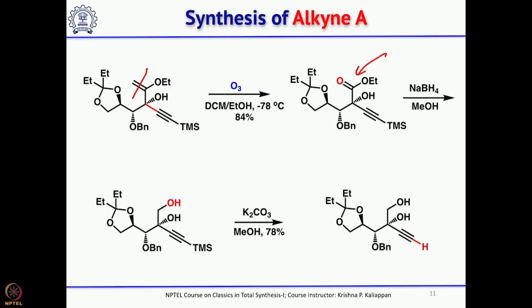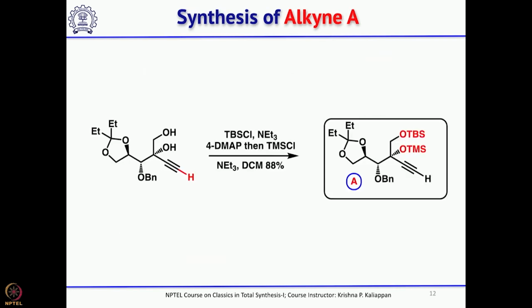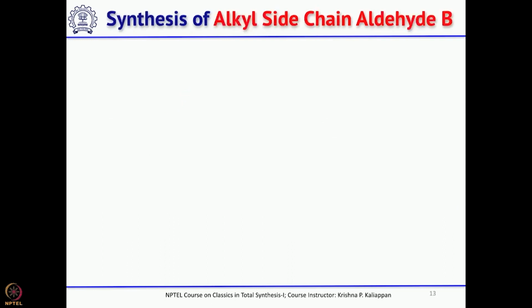So the 1,2-diol and the TMS group which is attached to the acetylene. This TMS group can be easily removed by treating with potassium carbonate in methanol. Then the primary alcohol was protected as TBS ether. Then the secondary alcohol was in situ protected as TMS ether. As you know, between TBS and TMS, TMS is labile. So that is how you could prepare the intermediate A required for the total synthesis of Zaragozic acid C.